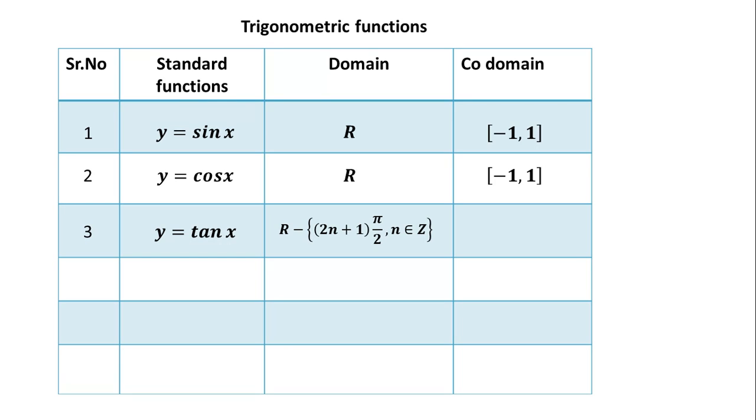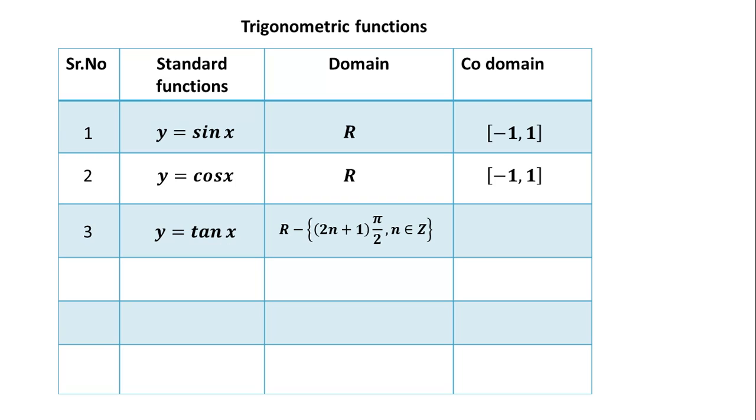It means to define tan x as a function, we have to remove the angles (2n+1)π/2 from the real numbers, that is, odd multiples of π/2. We have to remove the angles which are odd multiples of π/2, because for π/2 the tan function is not defined, because tan π/2 is equal to infinity. So in general we have to remove all the points from the real line where tan is infinity. So here the domain of the tan function is R minus {(2n+1)π/2}.